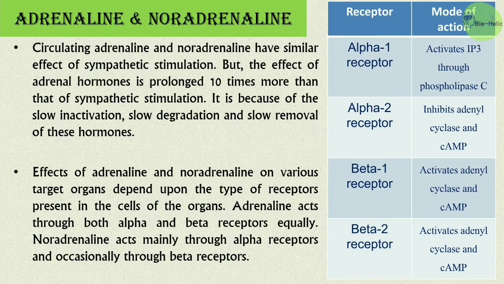The alpha 1 receptors act by activating IP3 through phospholipase C. Alpha 2 receptor acts by inhibiting adenylyl cyclase and cAMP, and the beta 1 and beta 2 receptors both act by activating cAMP mediated pathway.